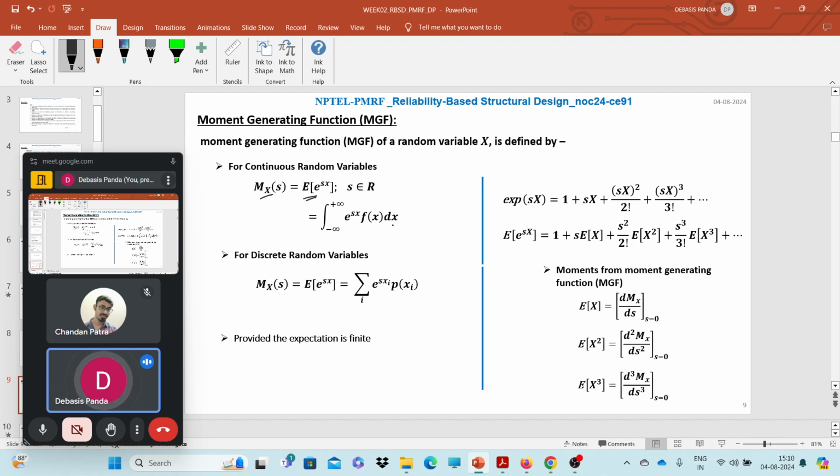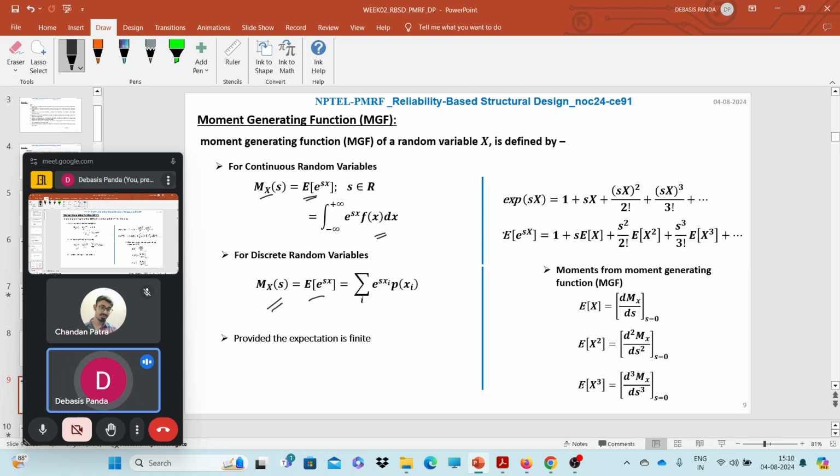If it is a continuous random variable, then obviously the expectation of e to the power sX will be e to the power sx multiplied by the PDF, and you need to integrate over the whole domain of the PDF. Now, for a discrete random variable, we have already seen that discrete random variables are defined with respect to their PMFs. So obviously we can find the moment generating function of a discrete random variable, and it will be nothing but the expectation of that infinite series e to the power sX. Okay, now these are the moment generating functions of the random variable.